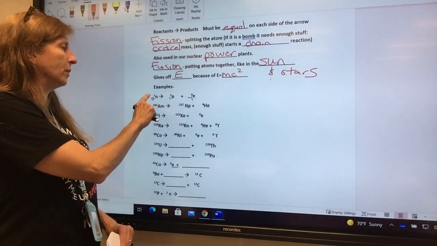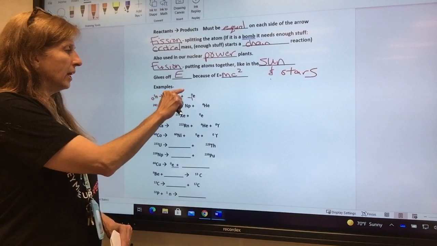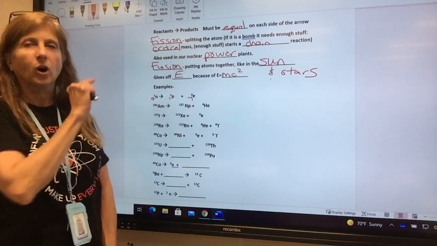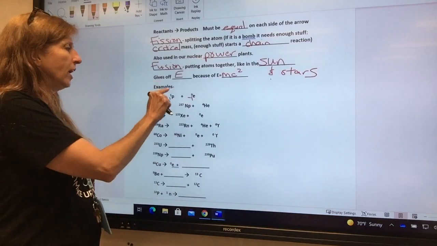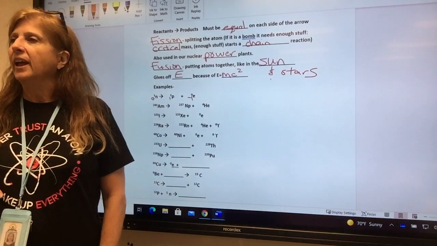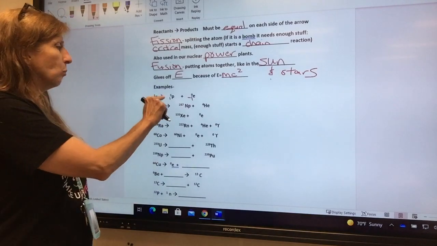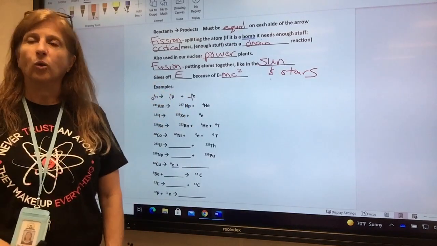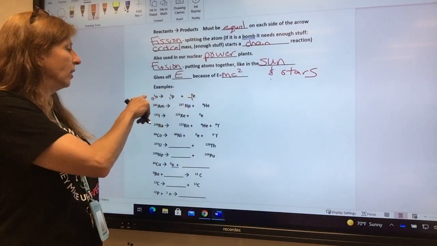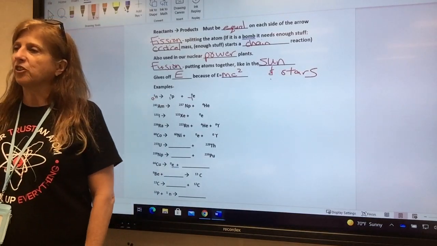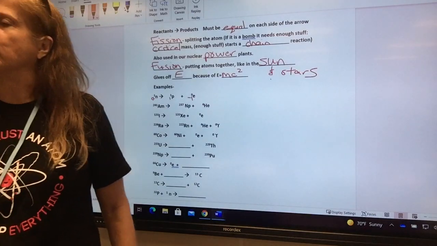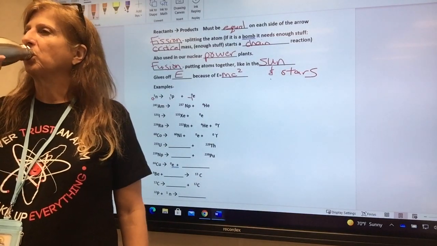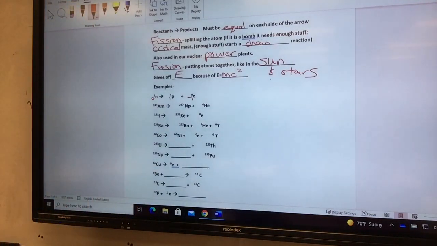Let's look at the top. 1 plus 0 equals 1. Do you see how the top line, the math works? 1 plus 0 equals 1. Now let's look at the bottom line. 1 plus -1, or 1 minus 1, equals 0. Does it make sense to you that the math works for the top and the bottom? Yes? Okay, let's do another one then.